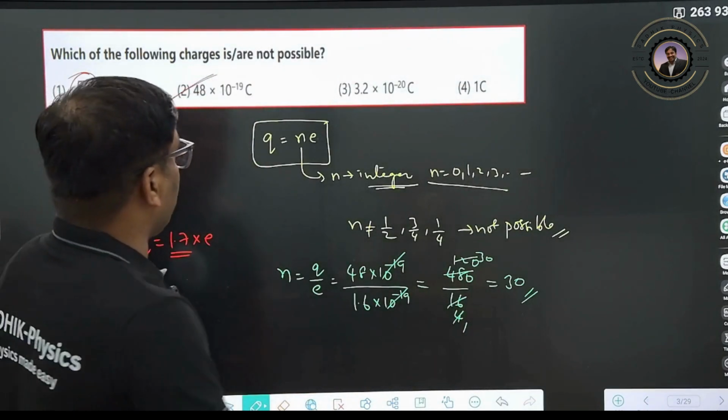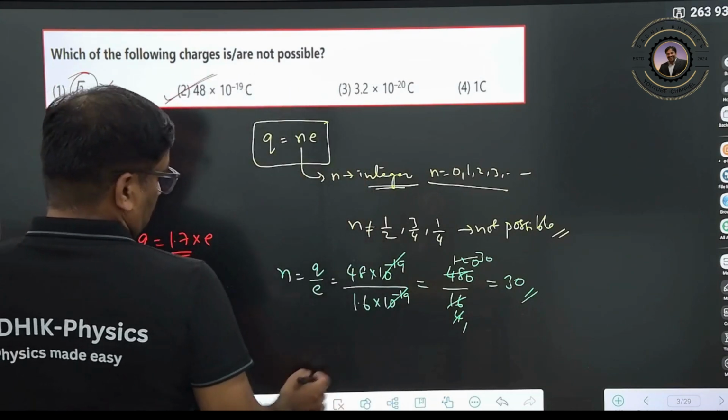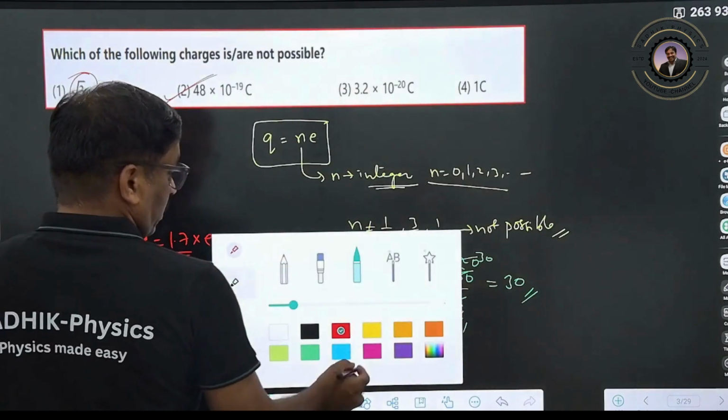Clear? And let us solve this one. 3.2. Let us check now whether it is possible or not.